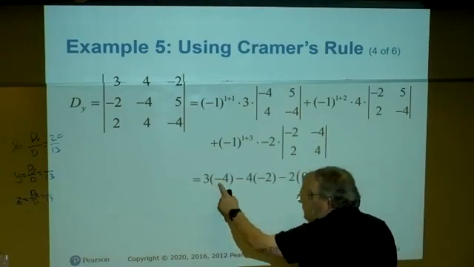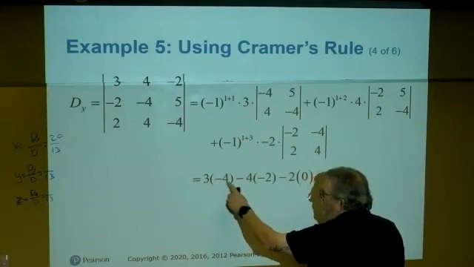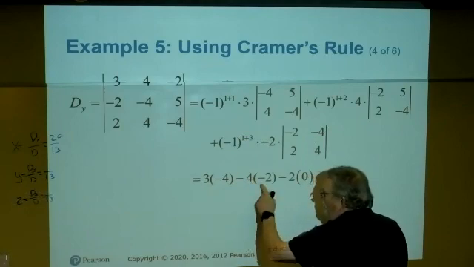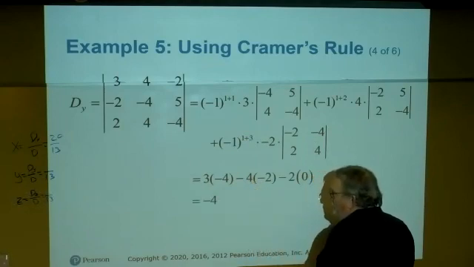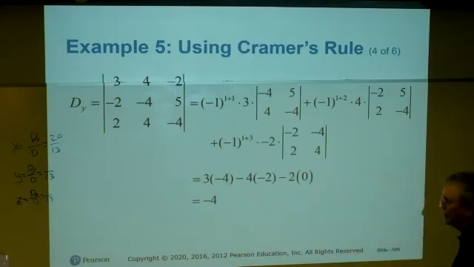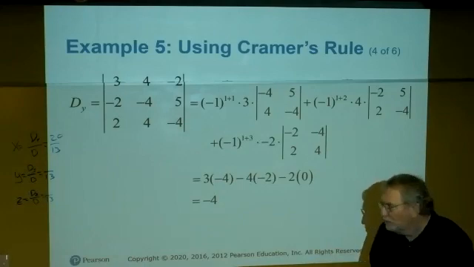So we had 3 times a -4, and -4 times -2, so I have a -12 plus 8. -12 plus 8 is a -4. I didn't show that extra step in there. And that's what I mean by showing all your work. You show all the steps. You don't skip steps like they do.